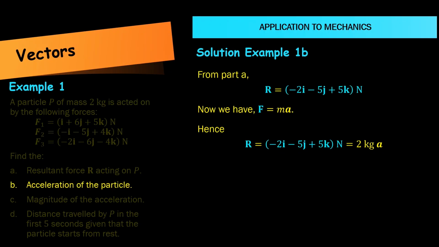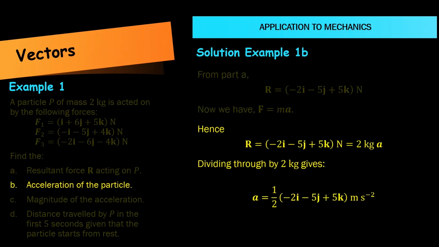since R equals as shown, and the mass of the particle is 2 kilograms, we can plug these values into our formula in order to find the value of a, the acceleration. Dividing the expression through by 2 gives us the value of a, as shown here. So we have that the acceleration is equal to half times minus 2i minus 5j plus 5k meters per second squared.